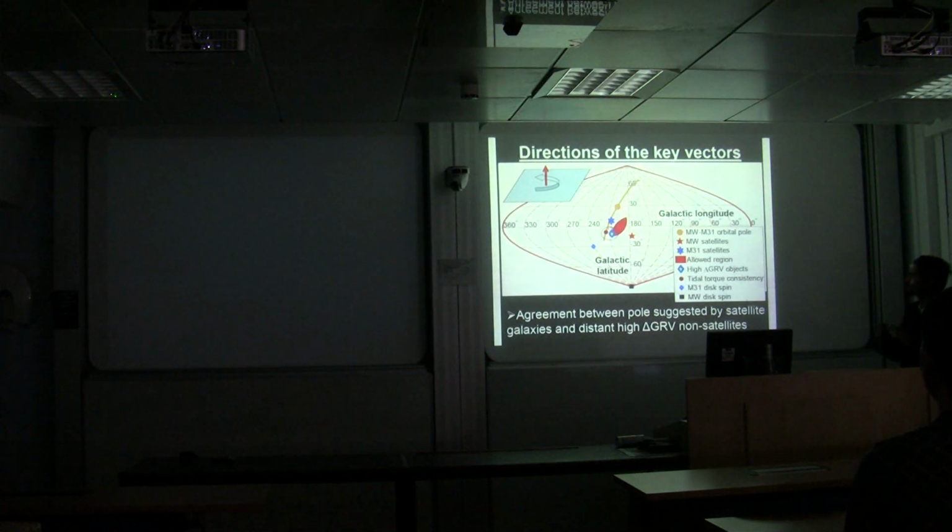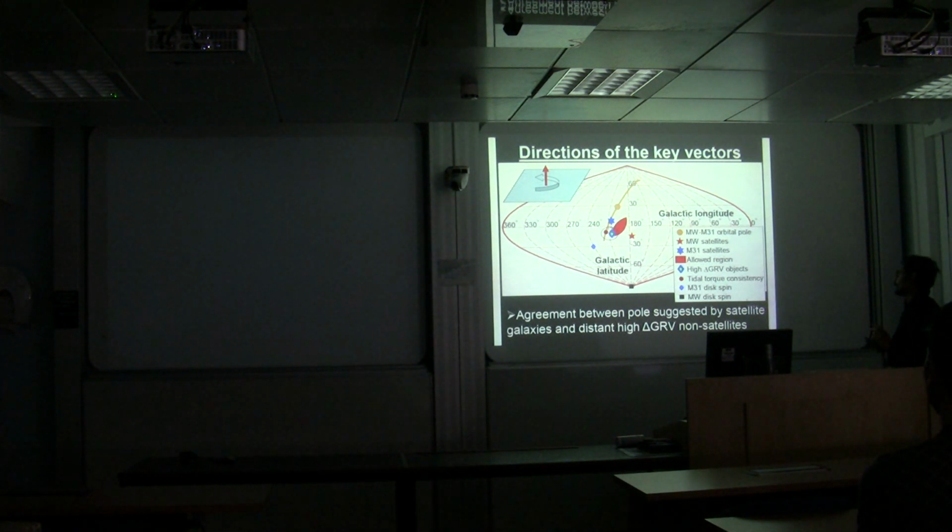So the important thing now is to look at the sky directions of all the planes we've just been discussing. This is a galactic latitude and longitude plot, just showing sky directions. Some of the basics: the Milky Way Andromeda orbital pole, you can actually measure directly by looking at which way Andromeda is moving in the sky, the proper motion. That gives you an answer here, but the uncertainty is reasonably large. And there's some more recent controversy over whether that's actually correct.